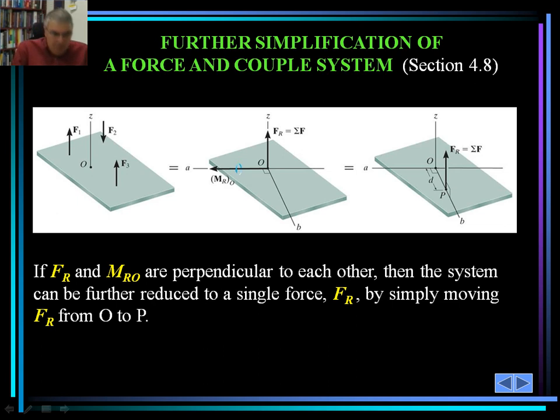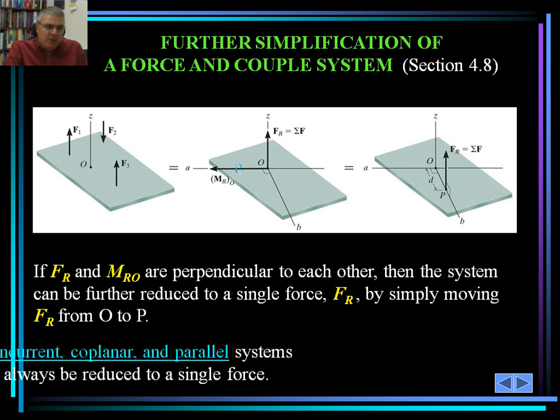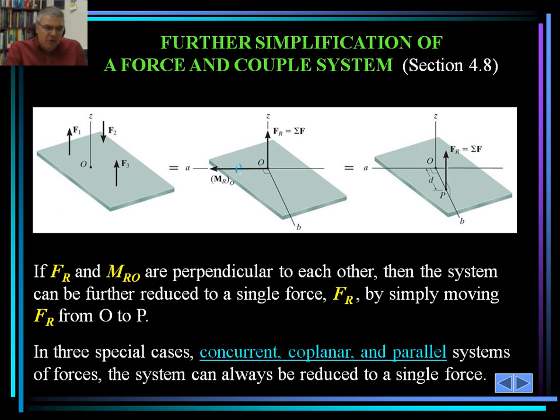So if, in this case, for example, F sub R and M sub RO, as shown here, are perpendicular to each other, then the system can be further reduced to a single force F sub R by simply moving F sub R from point O to P. So in these three cases, these are three special cases. They are coplanar, they are concurrent, and they are parallel. The case of the parallel is this first one.